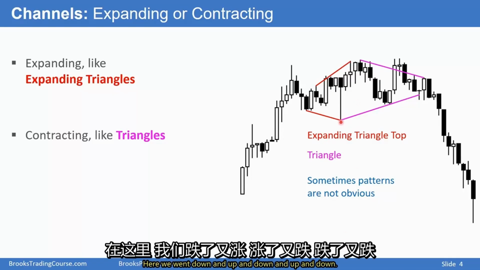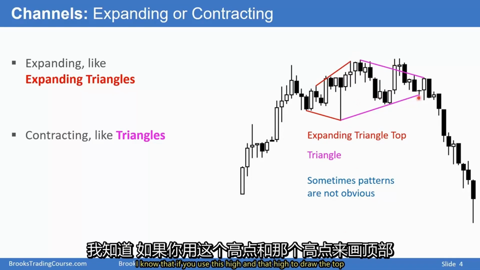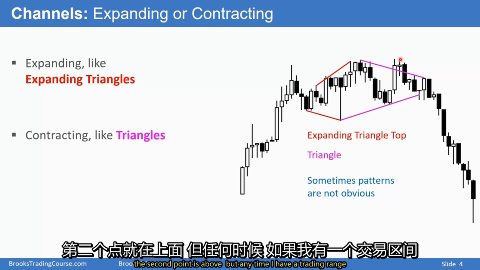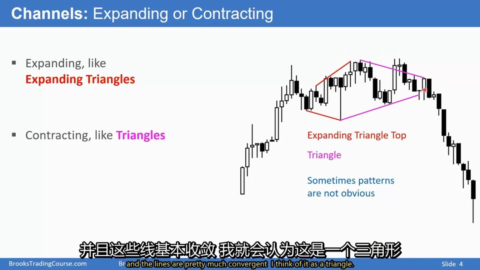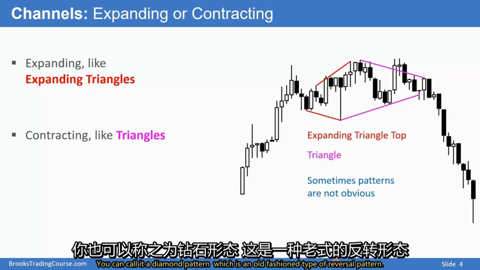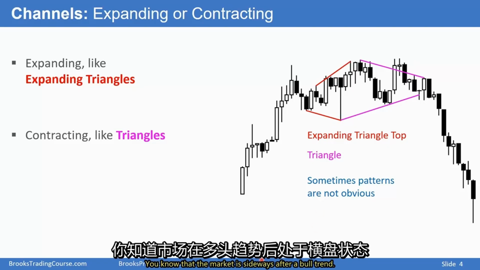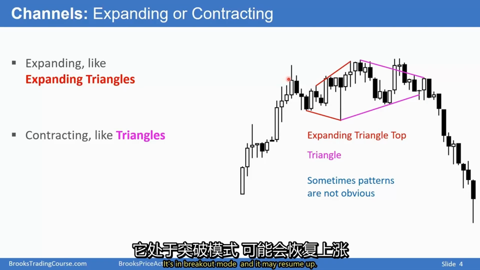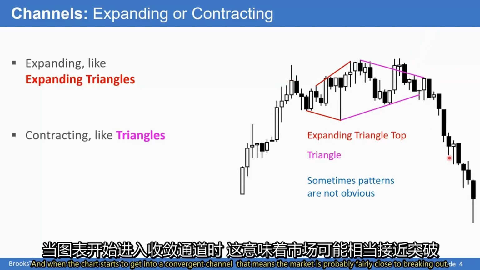Here we went down and up and down and up and down. I know that if you use this high and that high to draw the top, the second point is above. But anytime I have a trading range and the lines are pretty much convergent, I think of it as a triangle. It doesn't matter if you call it a triangle or simply a trading range. You can call it a diamond pattern, which is an old-fashioned type of reversal pattern. It doesn't matter. You know that the market is sideways. After a bull trend, it's in breakout mode, and it may resume up, it may reverse down. And when the chart starts to get into a convergent channel, that means the market is probably fairly close to breaking out.